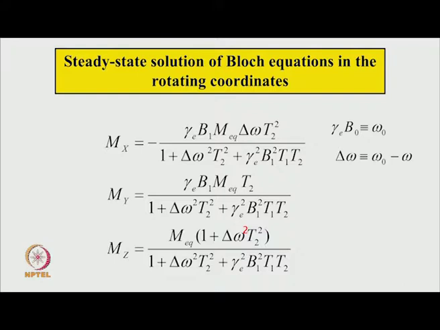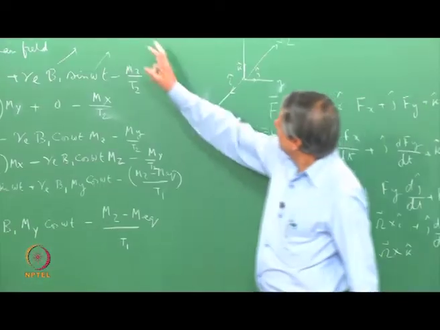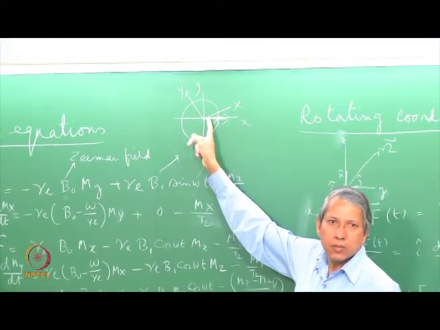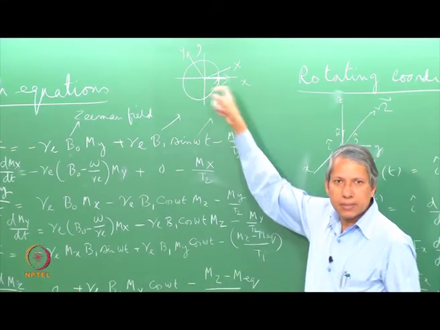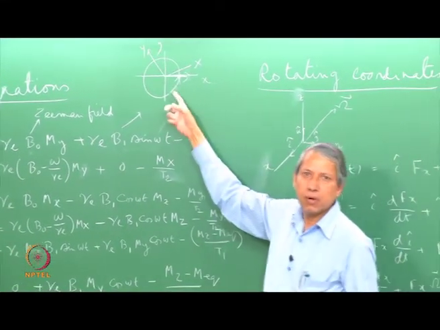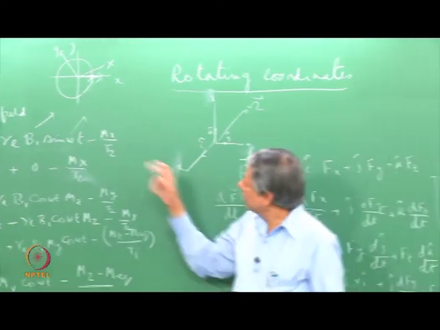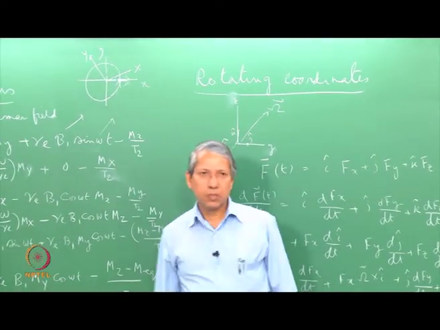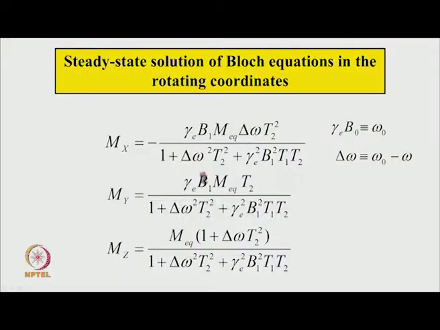Now, the EPR spectrometer can be set to detect the Mx component of the magnetization or the My component. Usually we look at the My component, which is called the out of phase component, because it is out of phase with respect to the rotating magnetic field which is applied in the x direction. So, we are looking at the y one, which is 90 degrees out of phase, but one can detect the x component also, which is the in phase component. Now, how will they differ?